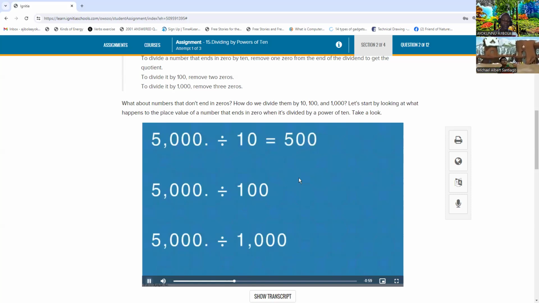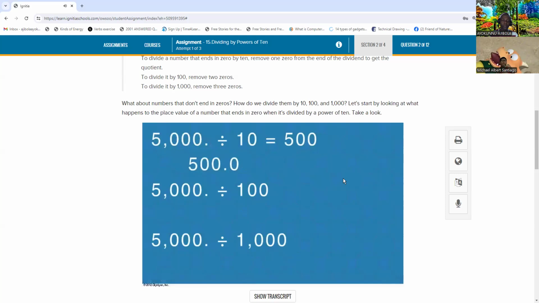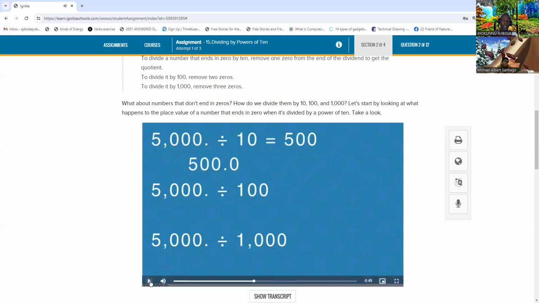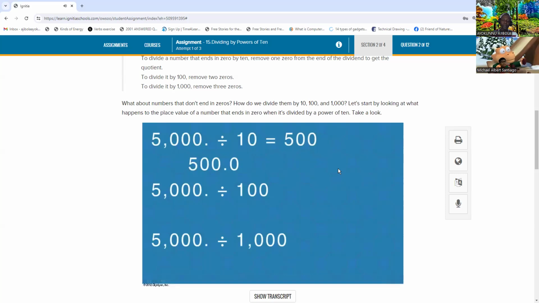Good. The decimal point actually just moved 1 place to the left, and each digit moved down in place value by 1 place. Did you hear that explanation? Yes, I heard that. Okay, good. I'm continuing now. I want you to listen to the rest. To divide by 100, remove 2 zeros from the end of the dividend. 5,000 divided by 100 is 50.